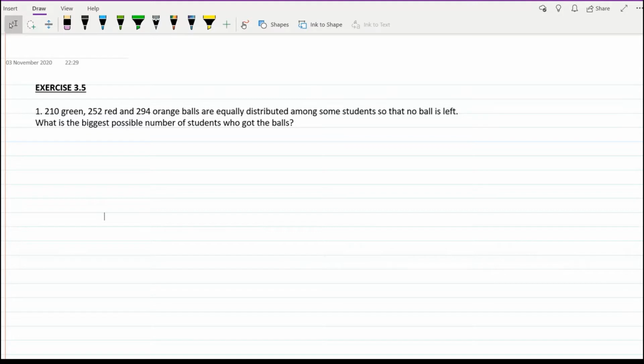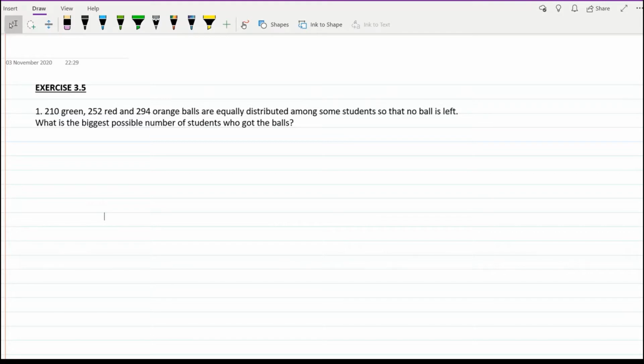Question number 1: 210 green, 252 red and 294 orange balls are equally distributed among some students so that no ball is left. What is the biggest possible number of students who got the ball? In this question it is not mentioned whether we have to find the LCM or the HCF. So first step, how to identify which concept you have to use in this question.